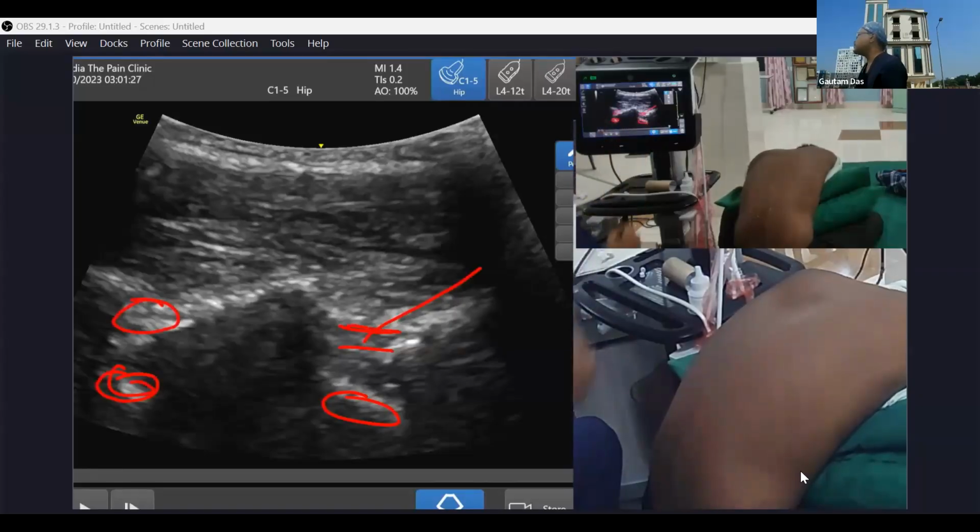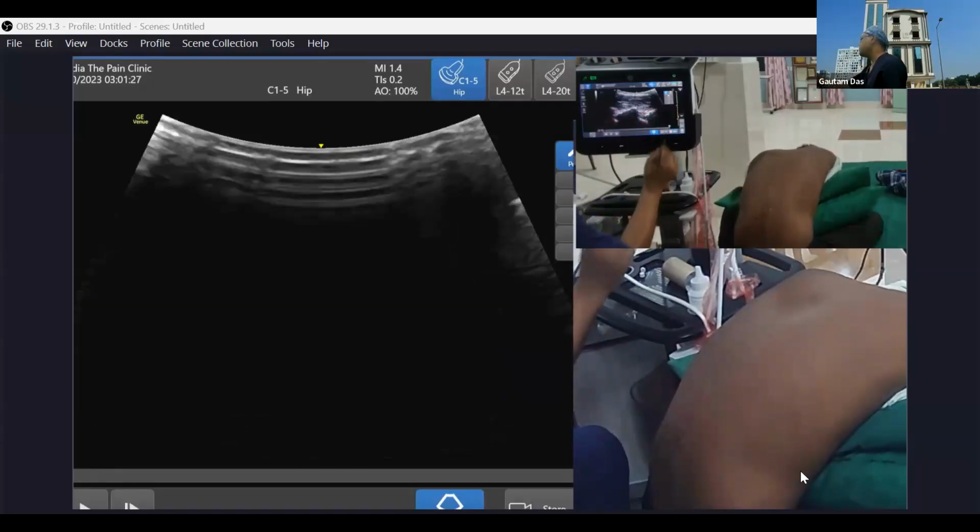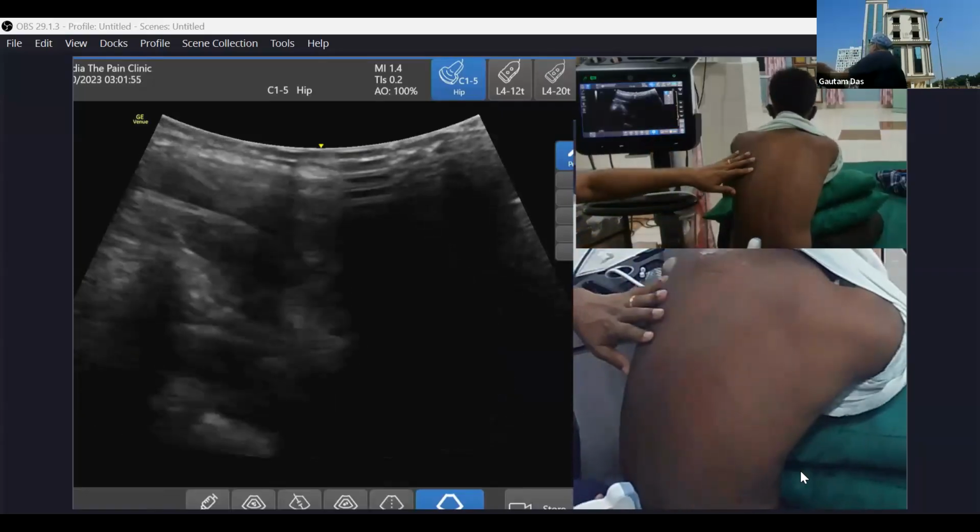And the posterior complex, what are the layers? The dura and the ligamentum flavum. And the anterior complex, what is there? The anterior dura and the posterior longitudinal ligament. Okay, I'm showing you again. See here.